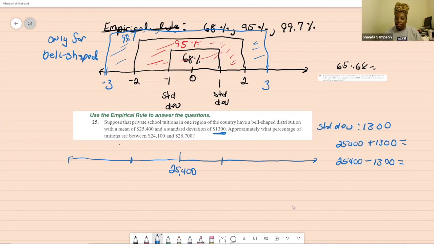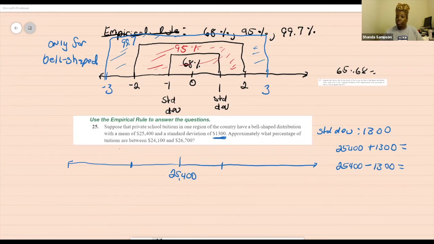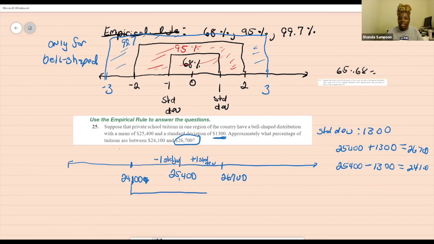So 25,400 plus 1,300 is equal to what? 26,700. We added 1 standard deviation and that got us to 26,700. Now I'm not going to show it, but if we subtract, we get 24,100. So this is minus one standard deviation, between here and here. So the question is, approximately what percentage of tuition is between this and that? 1 standard deviation is what? 68%.